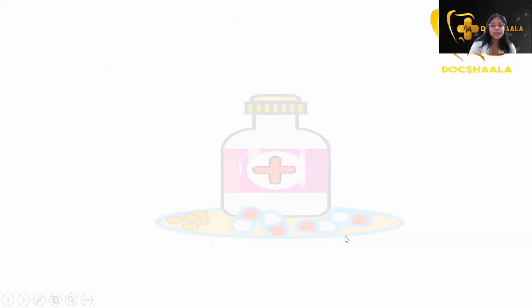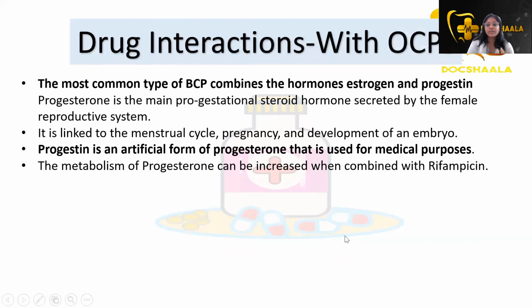Okay, then what is the drug interaction with OCPs? OCPs or BCPs are nothing but birth control pills. Rifampicin reacts with various other drugs, but we are not going to see interactions with all of them. We are only going to see how it interacts with birth control pills. So what are birth control pills made of? A common birth control pill is made of two hormones, one is estrogen and the other is progestin.